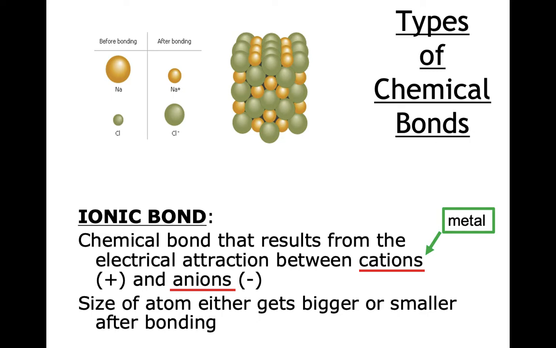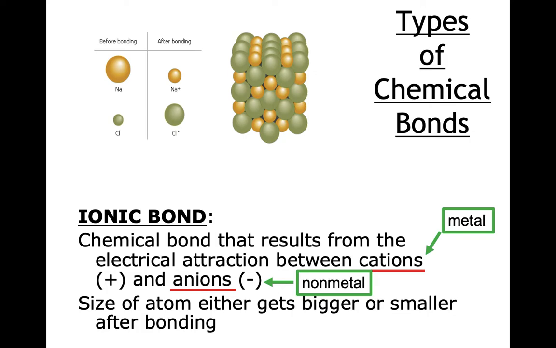Where is chlorine located on the periodic table? Chlorine is located in group 17. Therefore, it is going to have 7 valence electrons and needs one more. It takes one from the sodium. It is a nonmetal. It's a halogen.